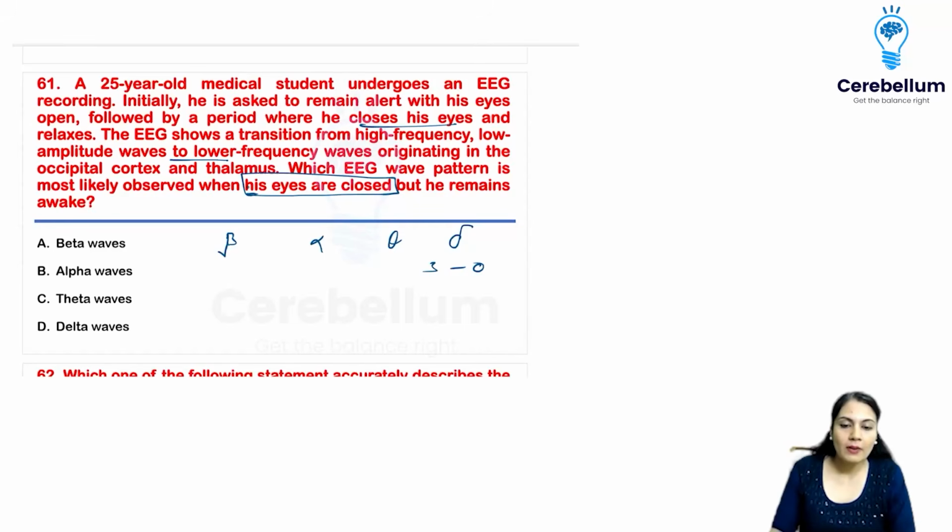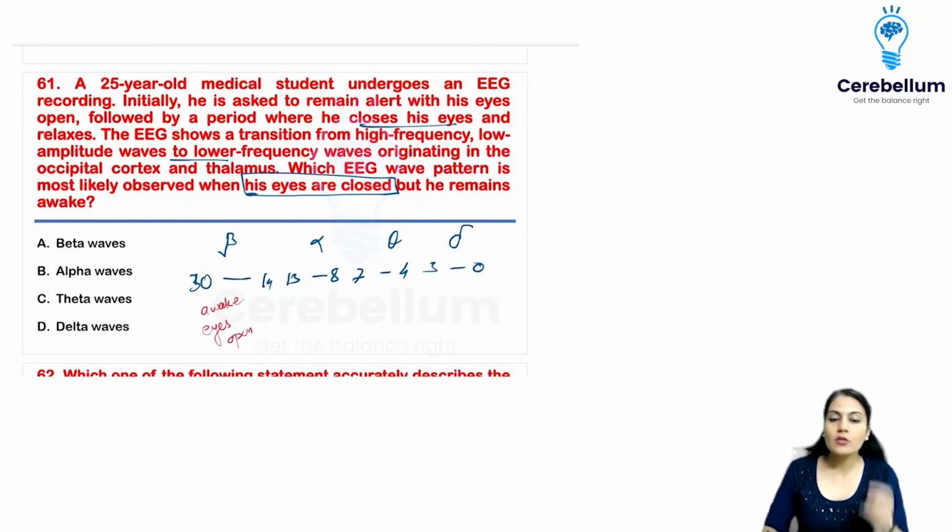As you go from delta towards beta, the frequency increases, right? And the frequency depends upon how aware and awake you are. If the person is awake and doing some concentration work, or his eyes are open, he is going to have the beta wave that you are having right now.